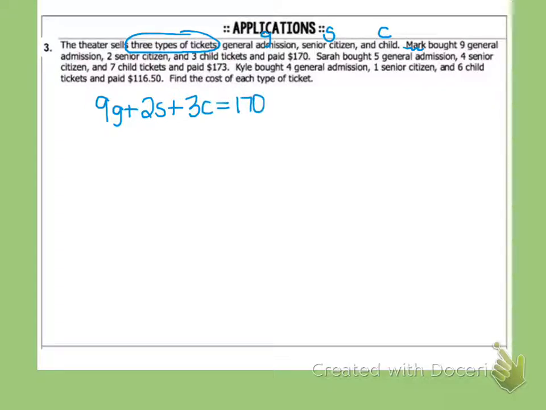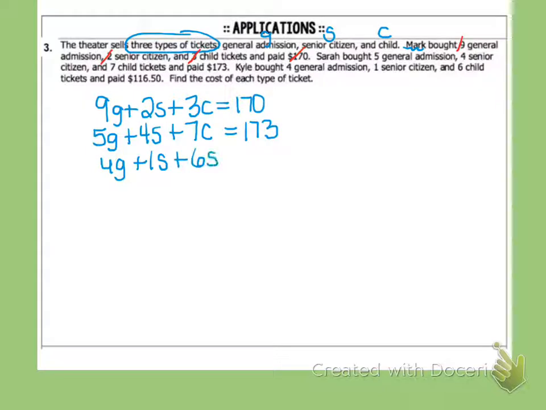So we talked the other day about the importance of maybe crossing out stuff that you use because there's a lot of numbers and it gets to be a little bit overwhelming. So now we've used all of those. And we move on to our next equation. So this one is Sarah's purchase. So Sarah, she bought 5 general admission, 4 senior citizen tickets, 7 children's tickets, oops, that's supposed to be a 7, and paid a total of $173. And finally Kyle. So Kyle bought 4 general admission, 1 senior ticket, and 6 children's tickets, and paid $116.50.